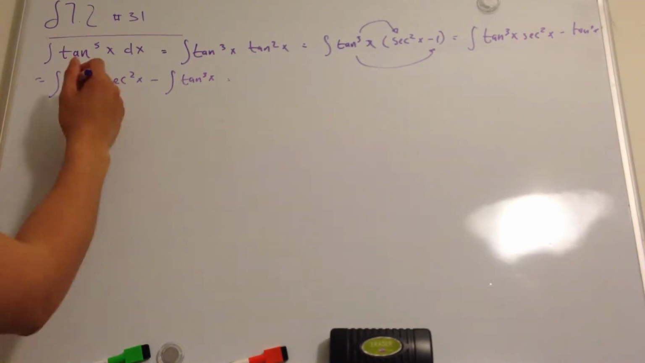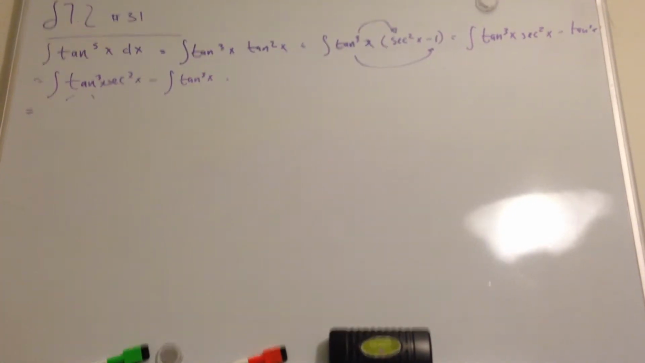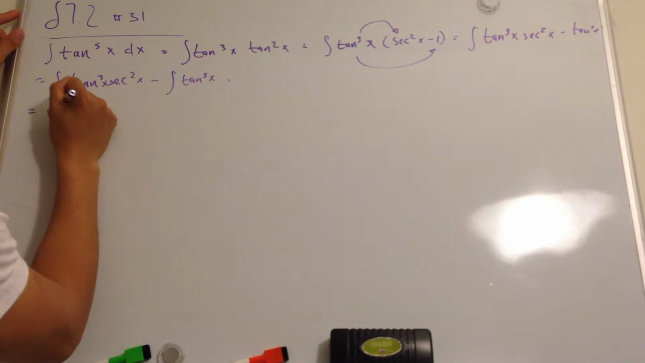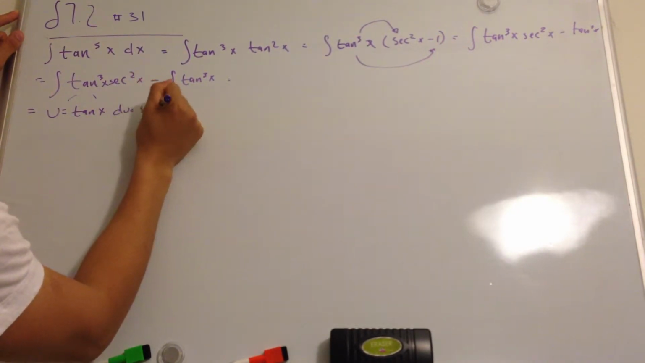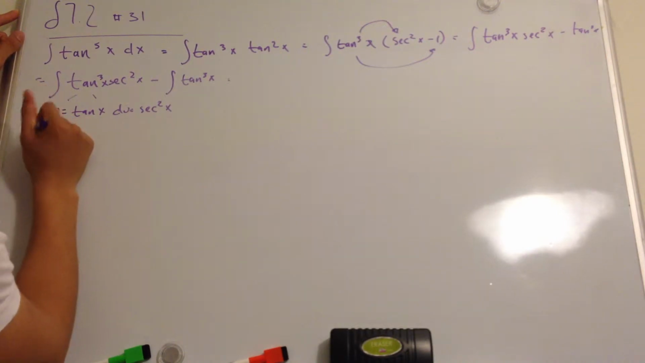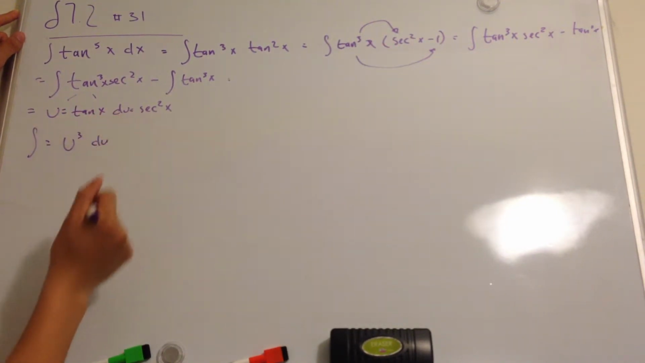And let's solve this part first. Tangent cubed x secant squared x. Let's use u sub. u equals tangent x. du equals secant squared x dx. So that gives us the integral of u cubed du.